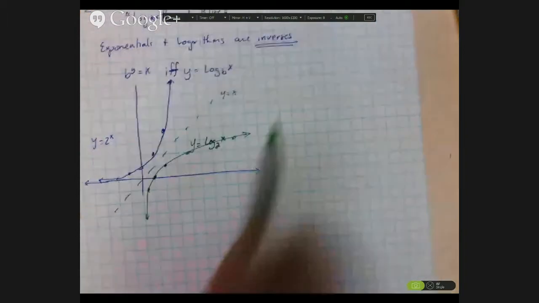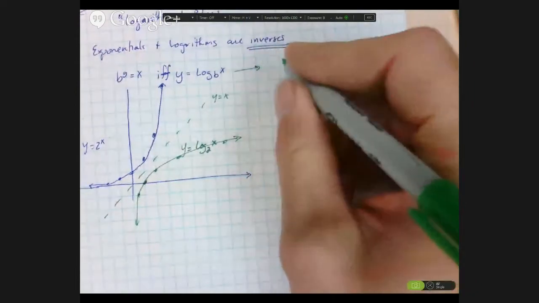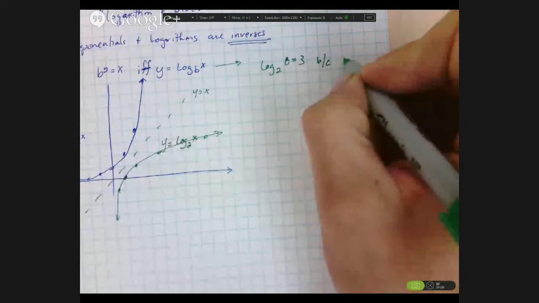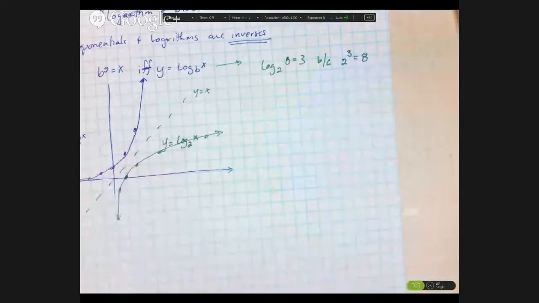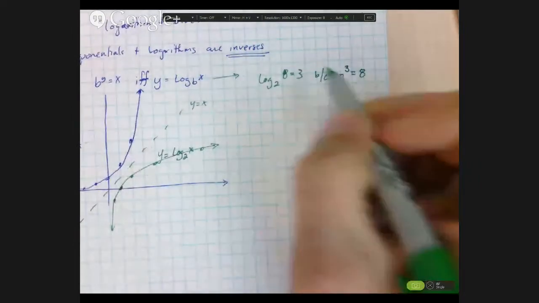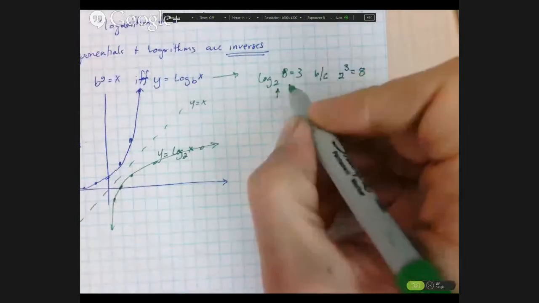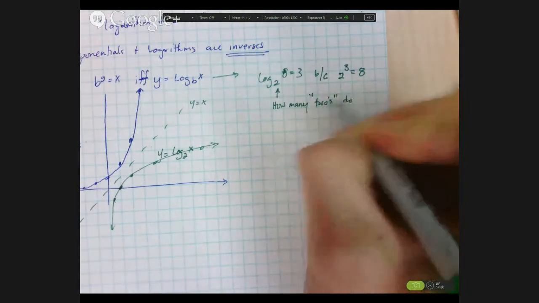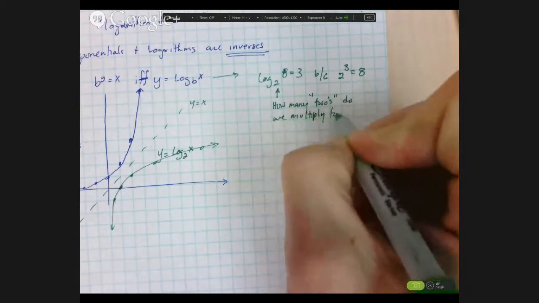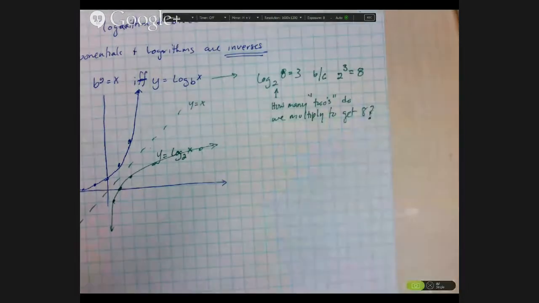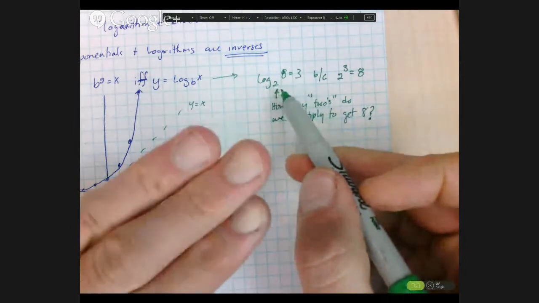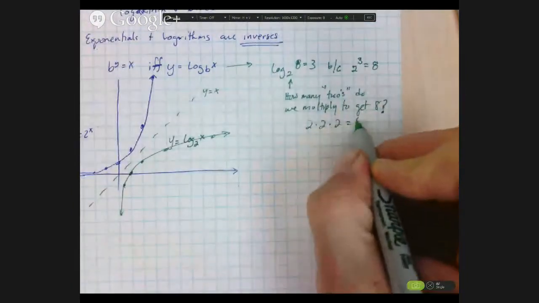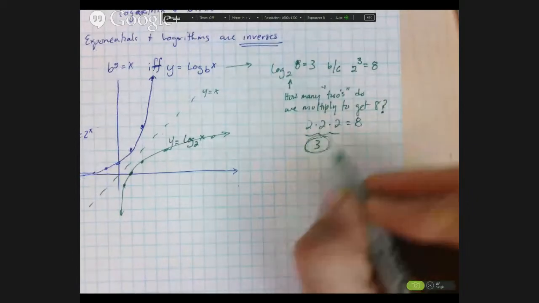So let's look at something like, I'm just going to expand upon this. Log base 2 of 8 equals 3, because 2 to the third power is 8. As you can see the relationship. Basically what we're asking here is, how many 2's do we multiply to get 8? That's the question. So we go 2 times 2 times 2 is 8. So that means there are 3. This is the answer to the log. Okay.